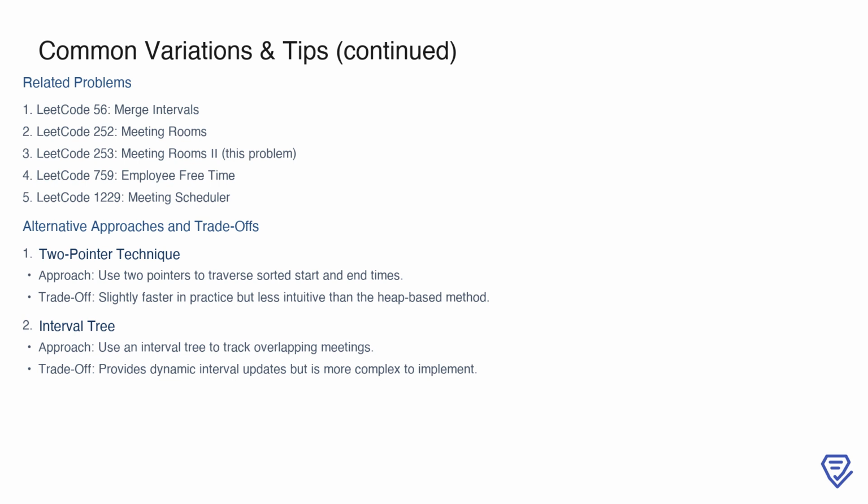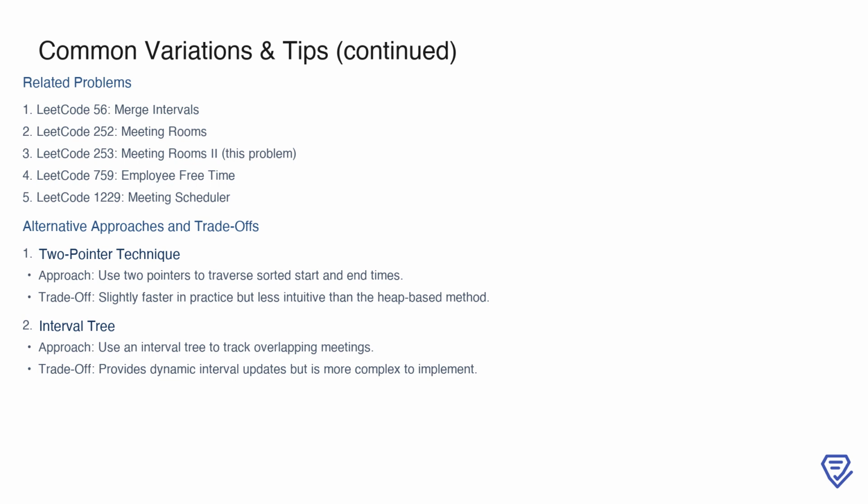This problem has connections to several related problems on LeetCode that you might find helpful to study. For instance, LeetCode 56, Merge Intervals, challenges you to merge overlapping intervals, which shares similarities in terms of sorting and interval management. LeetCode 252, Meeting Rooms, focuses on determining whether all meetings can be attended without conflicts, which is a simpler version of this problem. Of course, LeetCode 253 is the current problem we're solving, Meeting Rooms 2. Other related problems include LeetCode 759, Employee Free Time, which involves finding gaps in schedules, and LeetCode 1229, Meeting Scheduler, which explores finding overlapping time slots for multiple individuals.